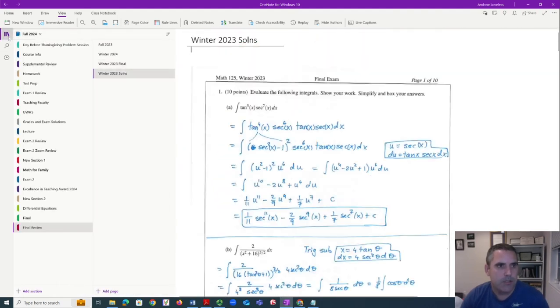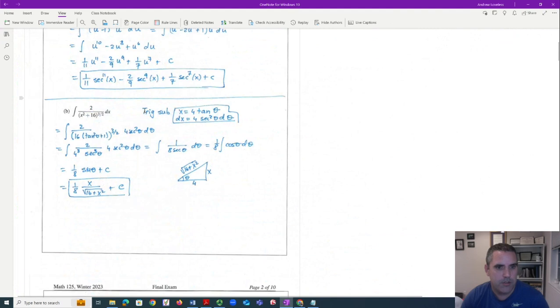Let's take a peek at the solutions, in case I have any more details I want to make. So you can see they didn't do some of the simplifying I did, but they got to the same place. There's that cosine. This is sine. They drew the triangle that went with this. So they wrote this as x over 4, opposite over adjacent. Solve for the other side, and then they wanted sine. Sine would be opposite over hypotenuse. There we go.